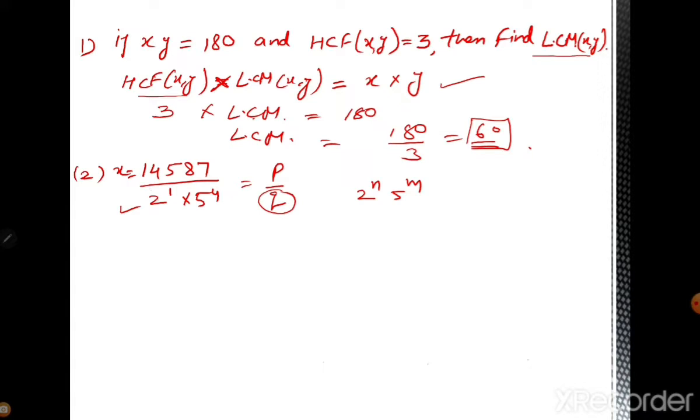Then x has a decimal expansion which terminates. So now it is in the form of 2 raised to power n and 5 raised to power m. So for that we have to make it terminate. What we have to do, we have to make the power same.